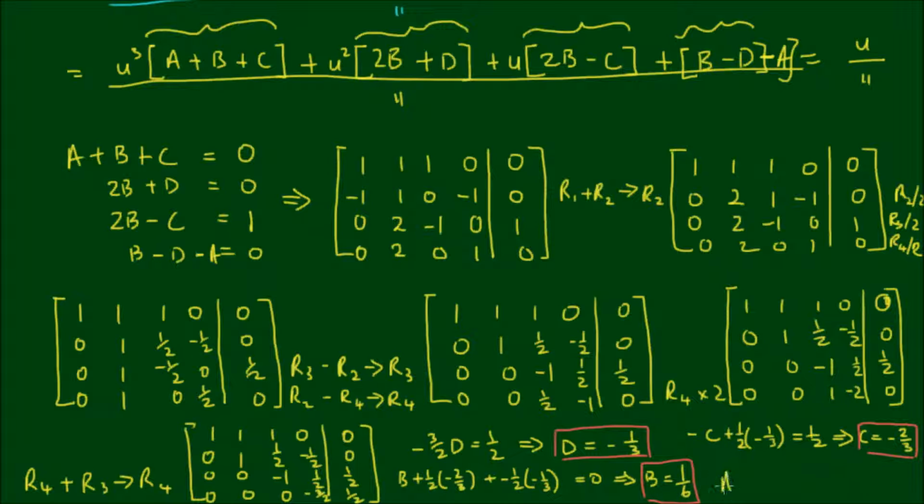And finally we have a plus 1/6 minus 2/3, so a plus b plus c is equal to 0. So this means that a is equal to 1/2.